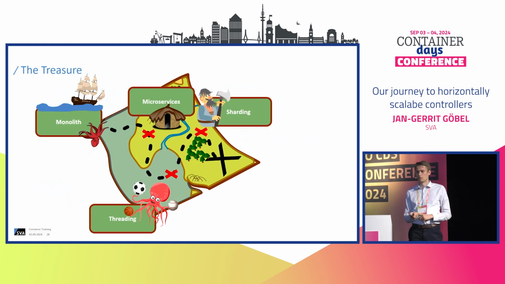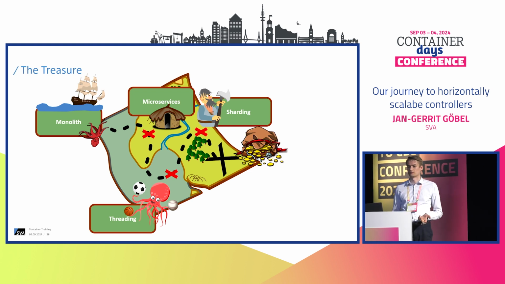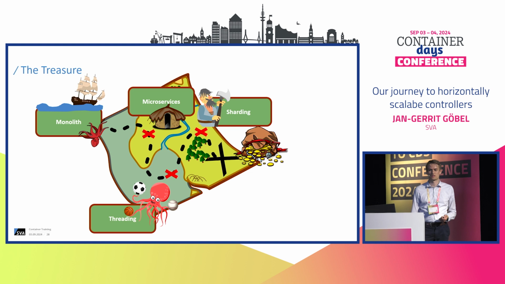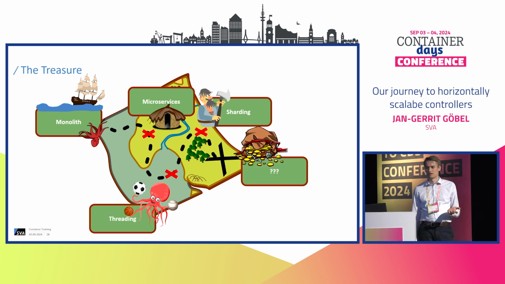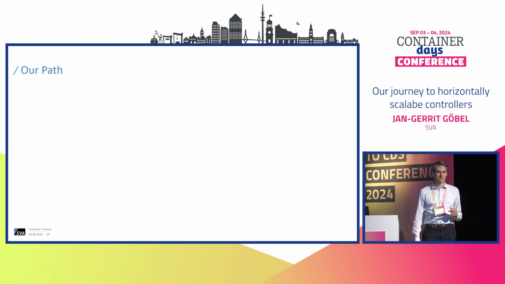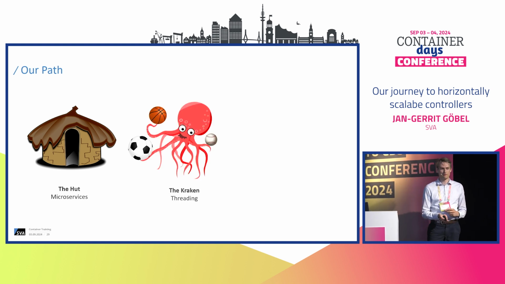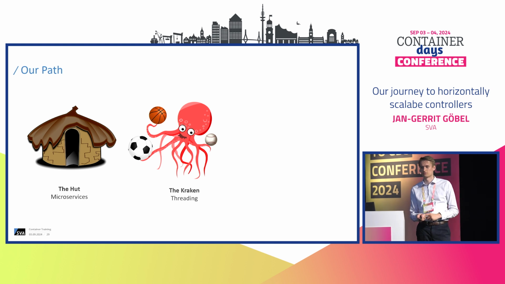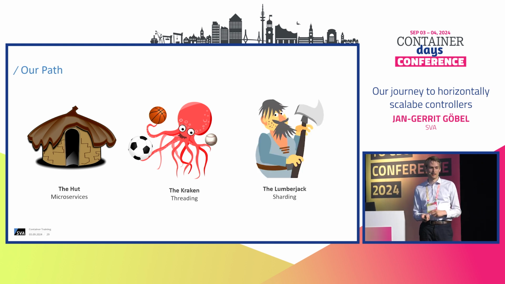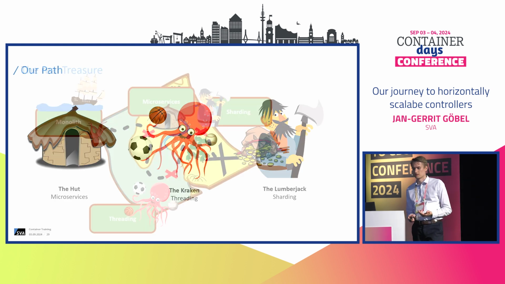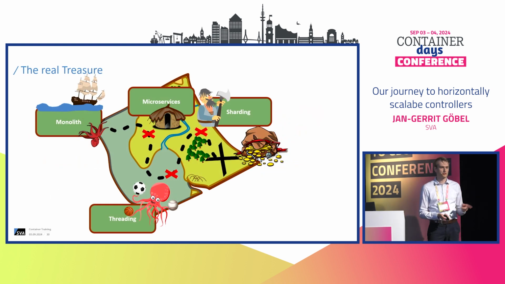So we finally reached the marked spot, but we dug day and night and simply cannot find the treasure. So where is the treasure? The treasure is that, on our way, we found the hut, which brought us microservices. We found the Kraken that introduced us to the concept of threading, and we came across the Lumberjack, which introduced sharding to us. So the journey we took was the real treasure all along.